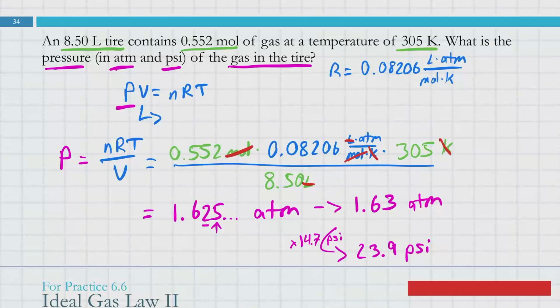We're probably a little underinflated. Although it is a big tire, so maybe it's not that big of a tire. I don't know how much air tires hold. It's probably a little low.